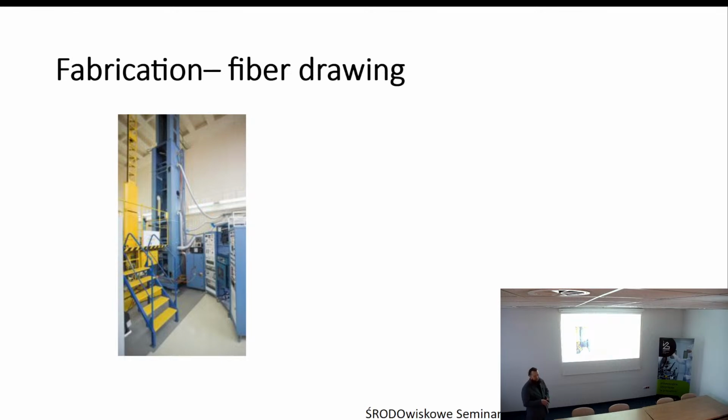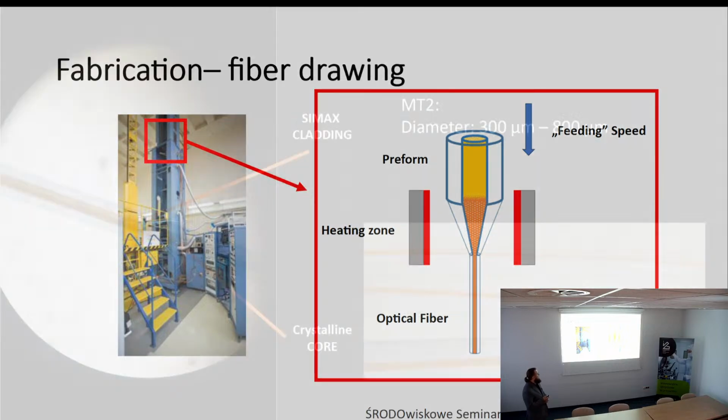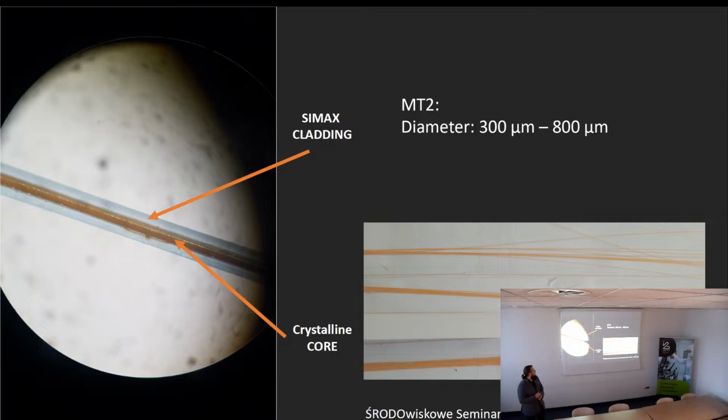Then, with the help of Mr. Darek, who is sitting here, I was able to draw the fiber. So we put our preform and, let's say, feed the furnace with some speed. Of course, in this heating zone, the crystalline material was completely melted, and then we draw the fiber.